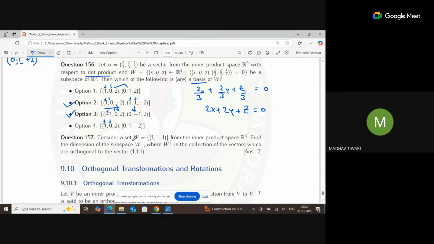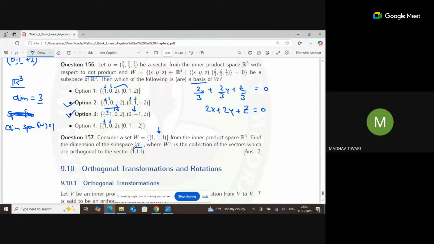Okay. Next is consider a set W that has only one vector, this one, from the inner product. It is saying find the dimension of subspace W perpendicular, meaning all those vectors that are perpendicular to this. You know that it has three components, so it is a vector in R3 vector space. So R3's dimension is 3. And if I find the span of this W, what will be the dimension of span of W? It will be 1. So the remaining 2 dimensions are still there.